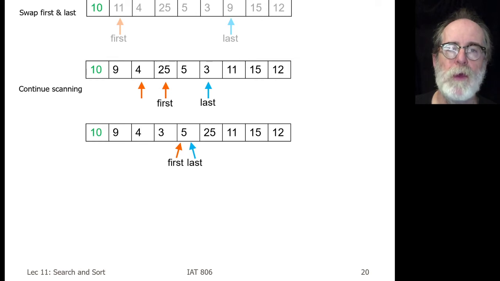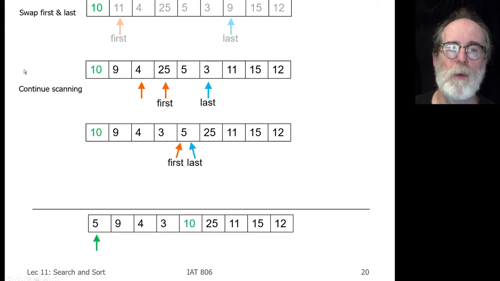Because they're both pointing at the same thing, this is the concluding segment, and we have one of two things to do. One is if this thing is less than 10, we just simply swap it with 10. In any case, what we're going to end up doing is swapping this with the pivot. And so 10 is now in the right spot, 9, 4, 3 are all less than 10, and 25, 11, 15, and 12 are greater than 10. And so we've successfully partitioned.